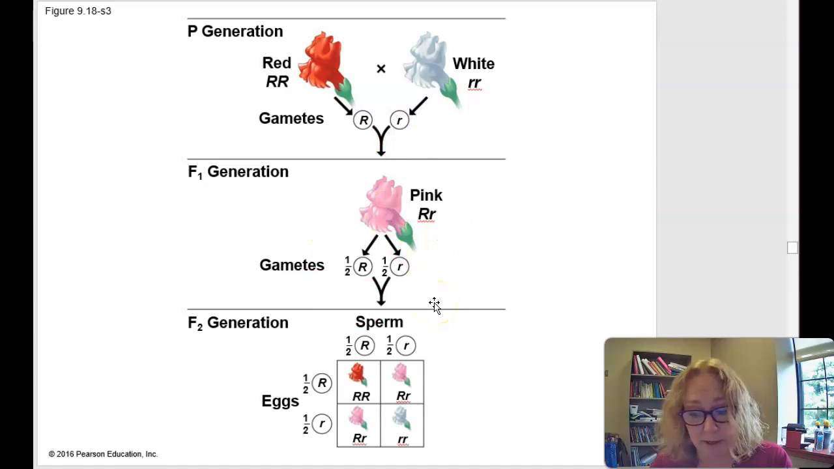And therefore, your phenotype and your genotype are going to look a little bit different. So you're going to get a different phenotype for your big R, a different phenotype for your heterozygous, and a different one for little r.